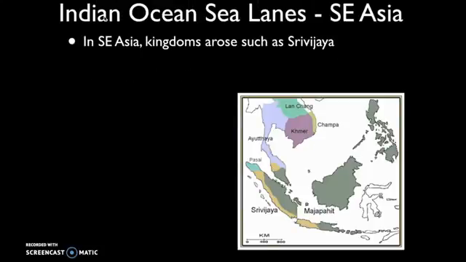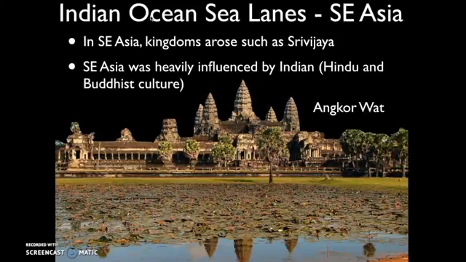So in Southeast Asia, there were also wealthy kingdoms that arose as a result of the Indian Ocean sea lane trade. One such kingdom was Srivijaya. This is the first time that we spent any significant time in Southeast Asia, so I wanted to provide just a little bit of brief context. Southeast Asia was heavily influenced by Indian cultural traditions. For example, initially Hinduism spread into this region, and then later Buddhism.